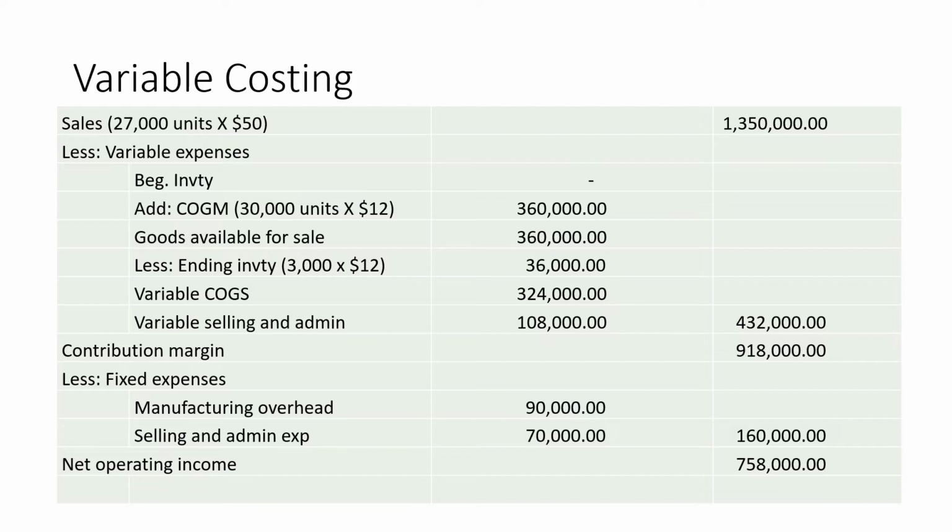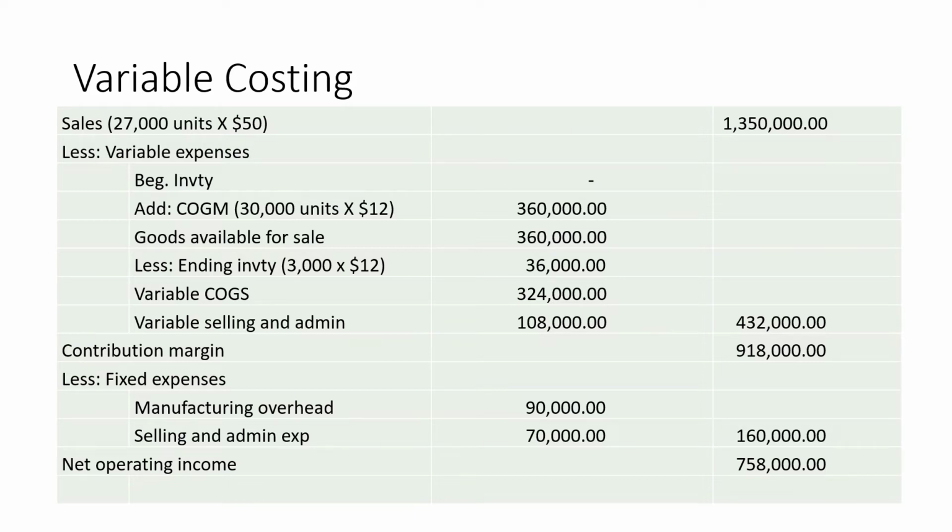So your goods available for sale is 360,000. Then we deduct from that amount the value of your ending inventory. So gaano karami yung naiwan? 3,000 times magkano yung product cost per unit? 12. So you have a total of 36,000. So your variable COGS for the period is 324,000. And then we add to 324,000 the amount for your variable selling and administrative expenses na 108,000. Paano na-compute itong 108,000? 27,000 times magkano yung variable selling and admin per unit? $4 per unit. So, magkano ngayon ang total variable expenses natin? That is 432,000.